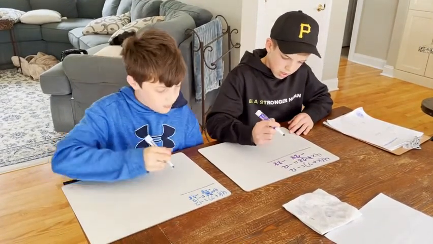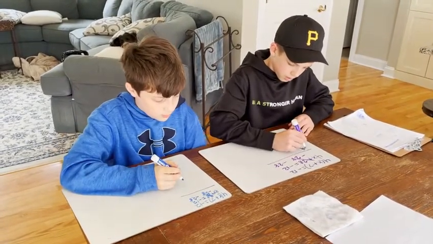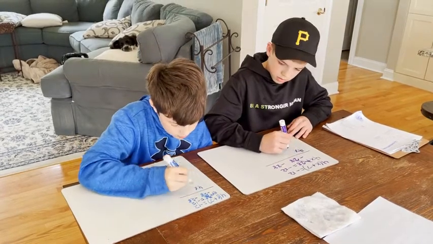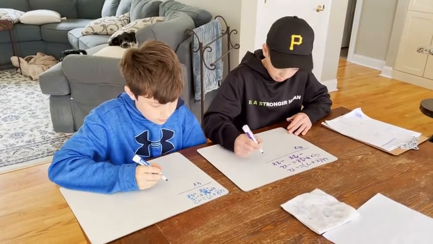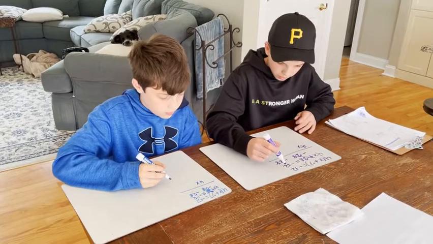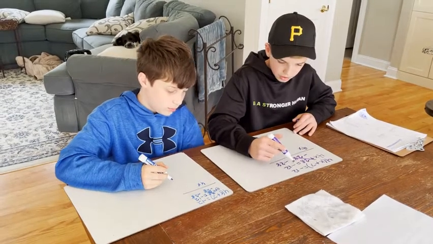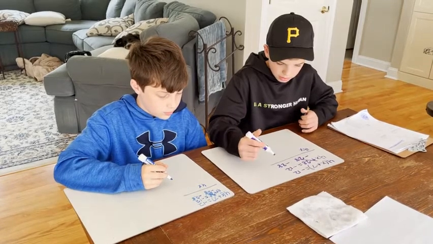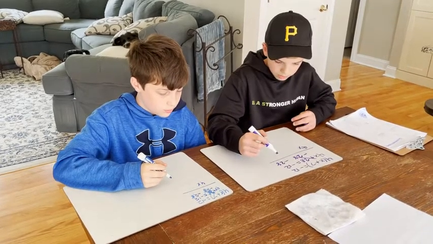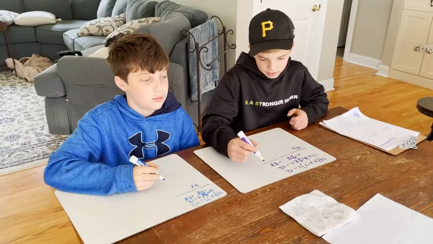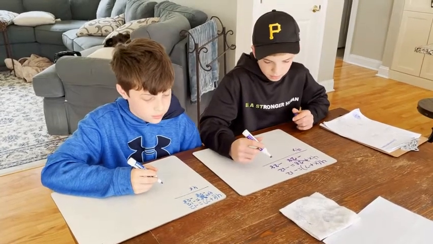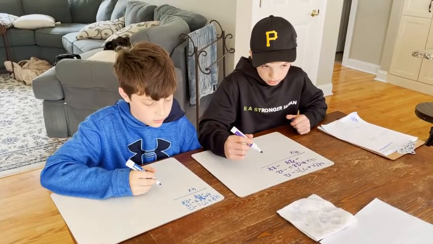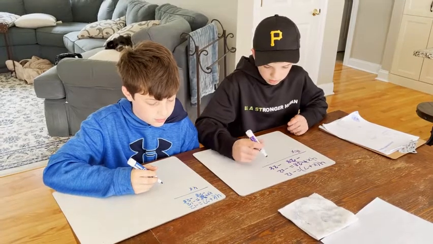You're going to bring the 4x down. This is where it gets a little different. And then you'll say, what is negative 12 minus 28? It is negative 40.